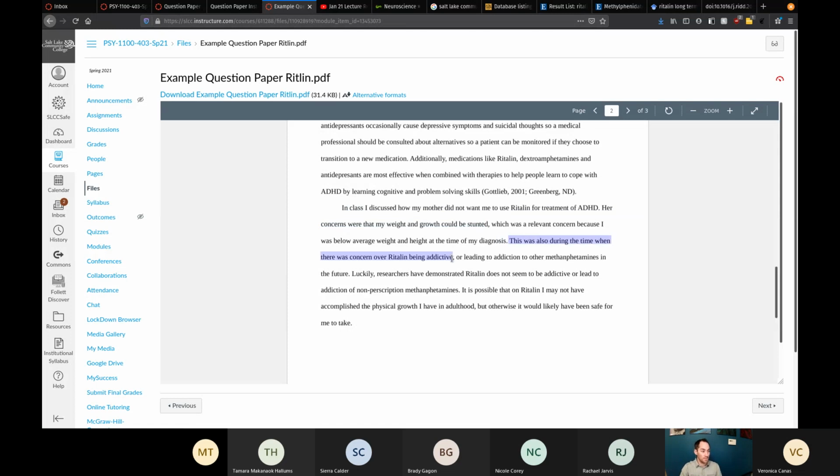There was a concern that Ritalin was addictive, but luckily, Ritalin does not seem to be addictive or lead to addiction of non-prescription methamphetamines when used in the appropriate dose prescribed by a doctor. But it is possible that Ritalin may have stunted my growth. That's one thing I learned from some of these articles: it's a risk that it can stunt growth.